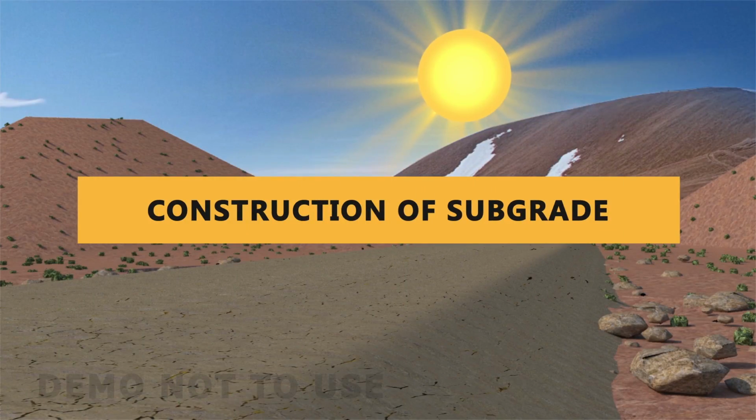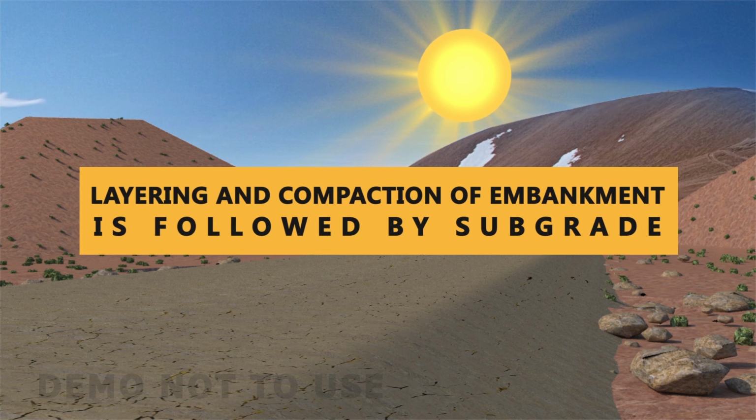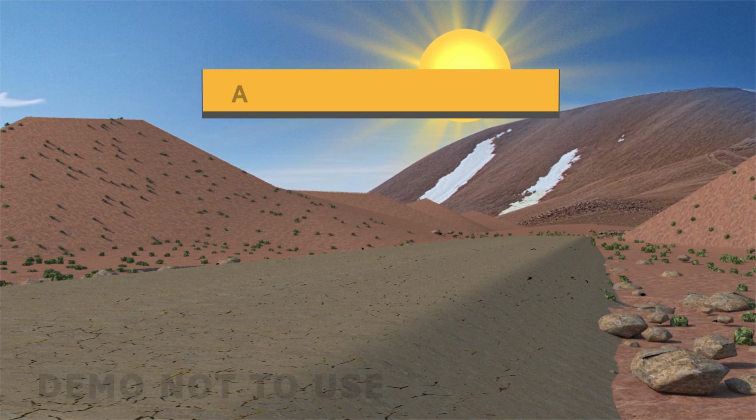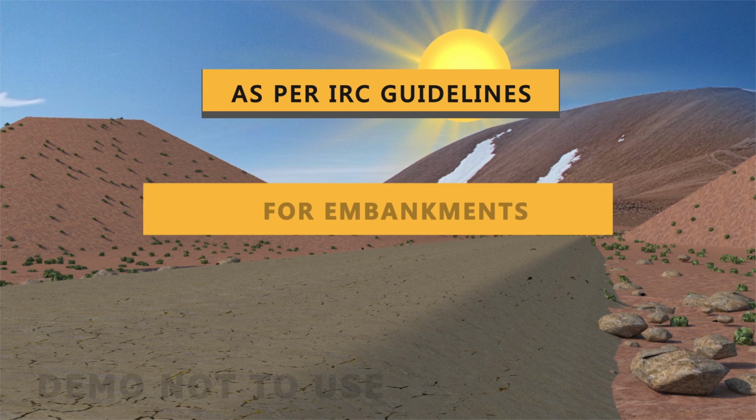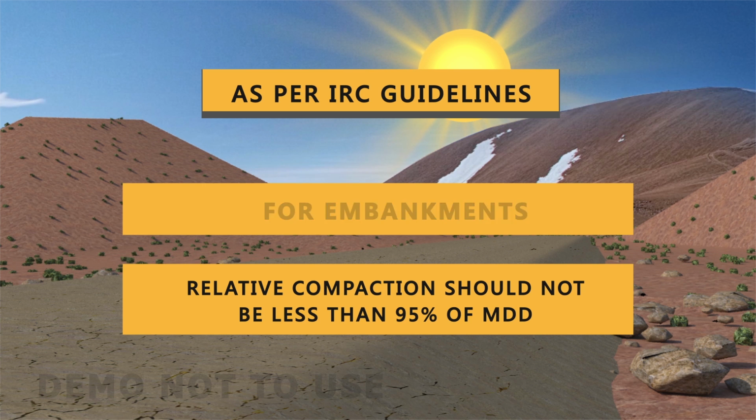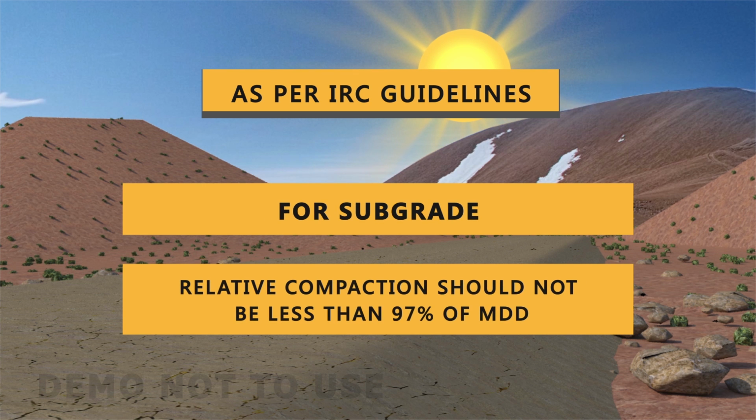Construction of subgrade. 500 mm thick for roadways. Layering and compaction of embankment is followed by subgrade. Please take note of the following few important points regarding subgrade. As per IRC guidelines, for embankments, relative compaction should not be less than 95% of MDD. For subgrade, relative compaction should not be less than 97% of MDD.